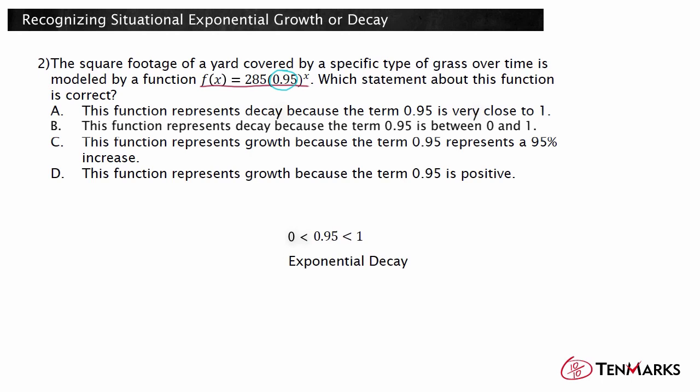Now let's look at the answer choices. You know it is exponential decay, so it has to be choice A or B. The reason you know it is exponential decay is because the value being raised to the variable exponent is between 0 and 1. So the reason you know it is exponential decay is because 0.95 is between 0 and 1. The answer would be B.